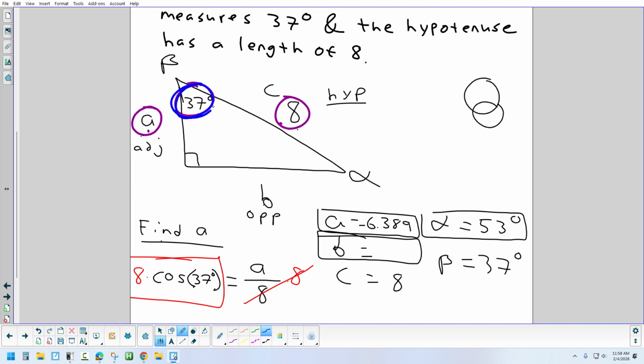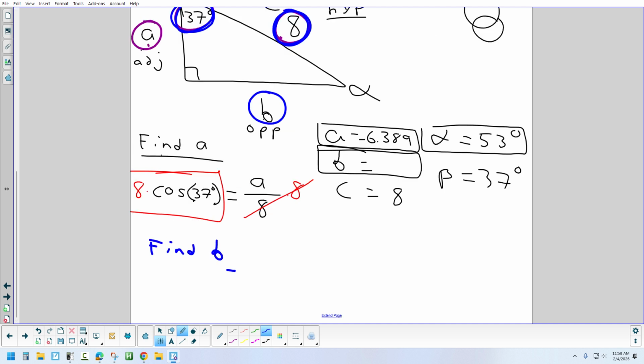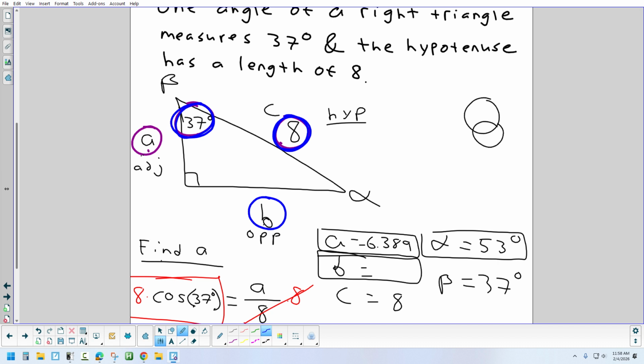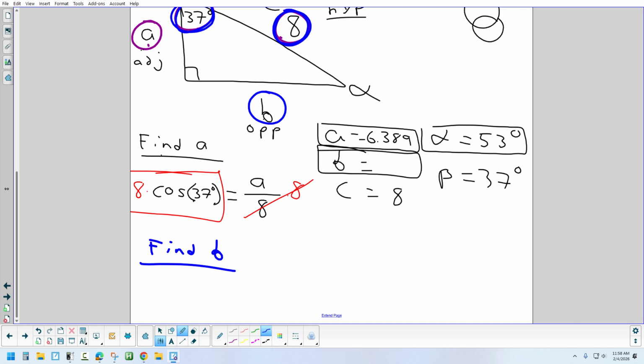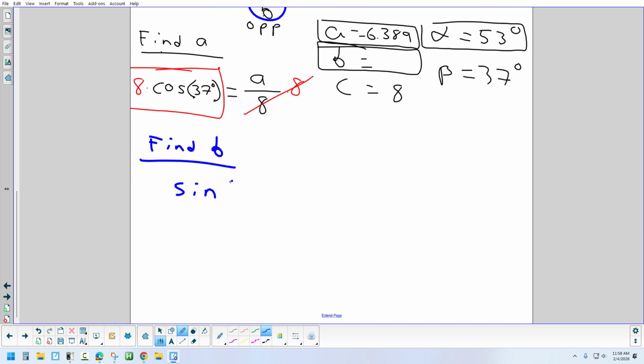So we were given the 37, we were given the 8, and now we want to find B. Side B is opposite. That's what we want to know. Side C is hypotenuse. So look at the 3 things circled in blue. That's what we're using now. Opposite and hypotenuse. What trig function involves those two? Sine. So trig function, angle, fraction. That's how it's always set up. What am I going to fill in for the angle?